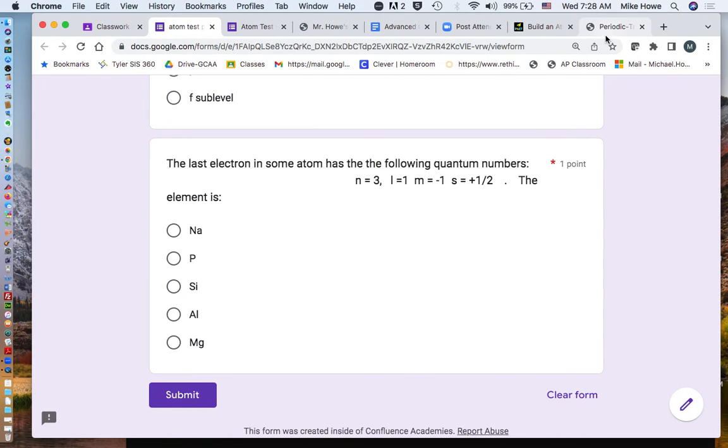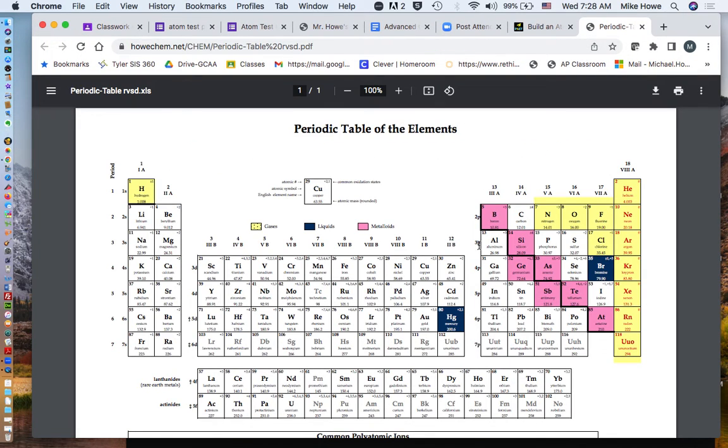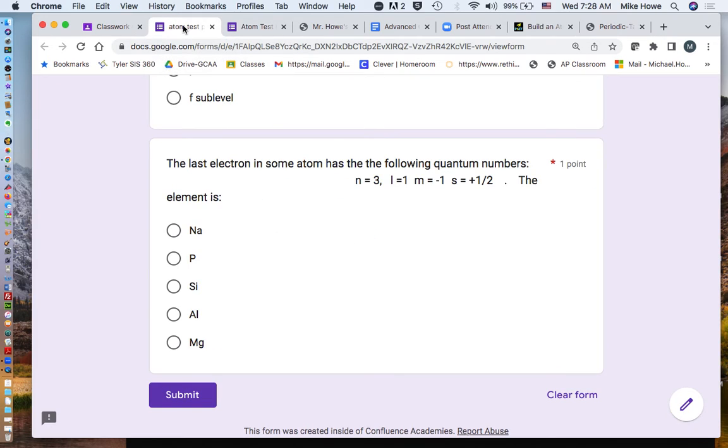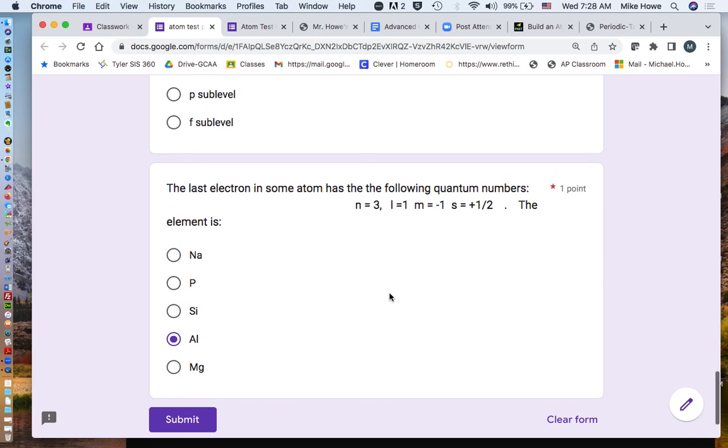Then you go back to your periodic table. Here's 3p. There's 1 electron. So the atom is aluminum. So we hope aluminum is a choice. And it is. So that would be the end of that little section of the test.